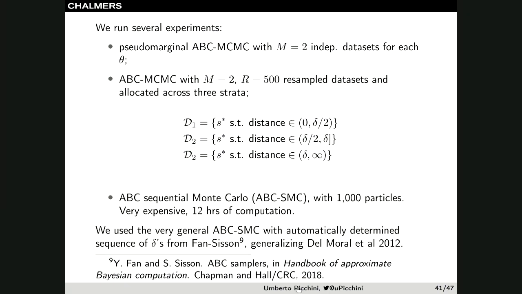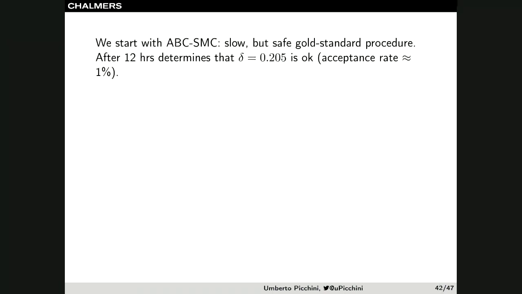And then we have an expensive ABC sequential Monte Carlo with 1,000 particles. It requires 12 hours of computation, but we consider this as our gold standard. And this is a very nice ABC SMC. It's a generalization of the paper by Del Moral, Jasra, and Doucet. You can find them in the ABC handbook, but also on arXiv. It's a standalone chapter that you find on arXiv. And it's a generalization in the sense that you can use a generic kernel, not just the uniform kernel from Del Moral. It's also nice because it has an adaptive way to choose the thresholds, so they don't have to be chosen in advance.